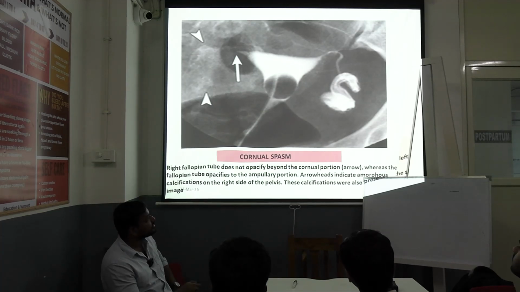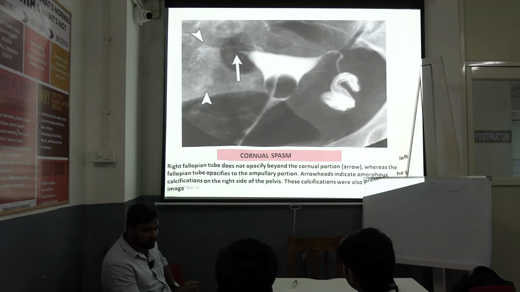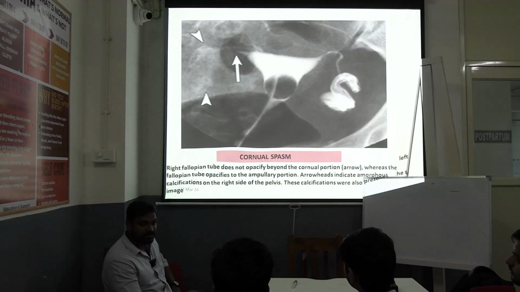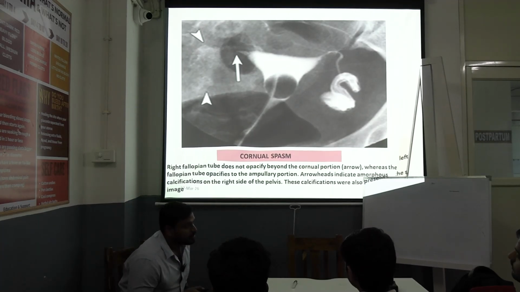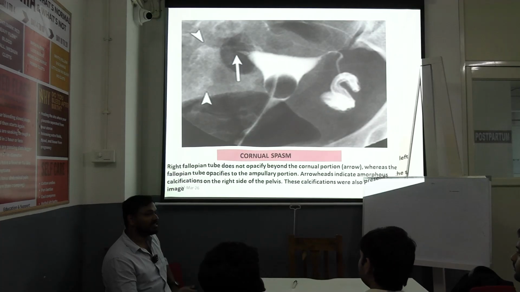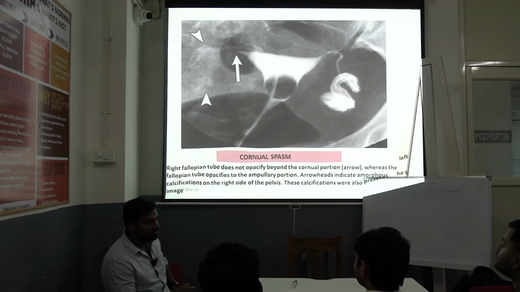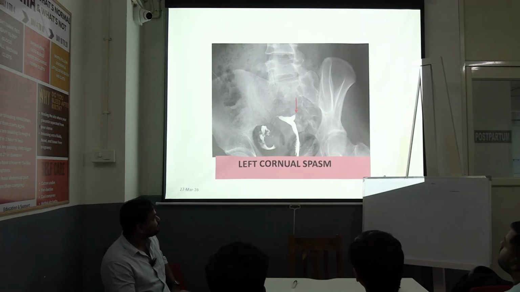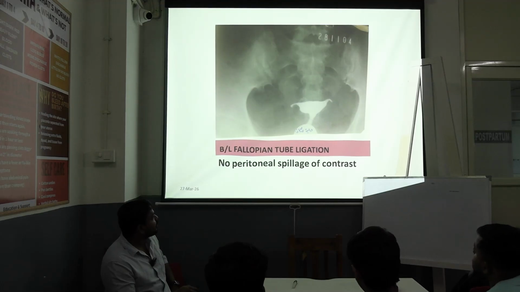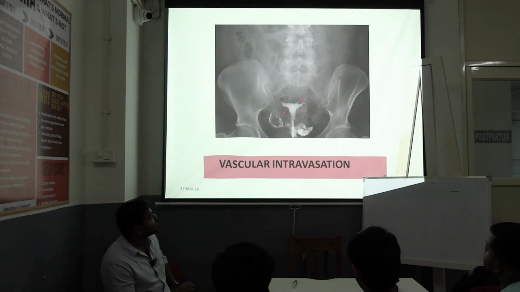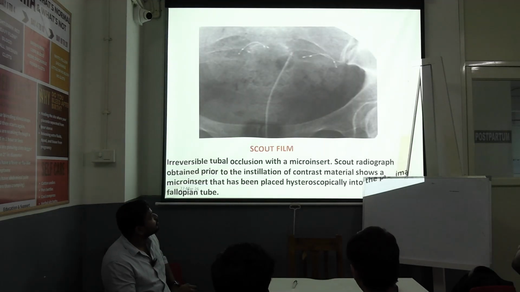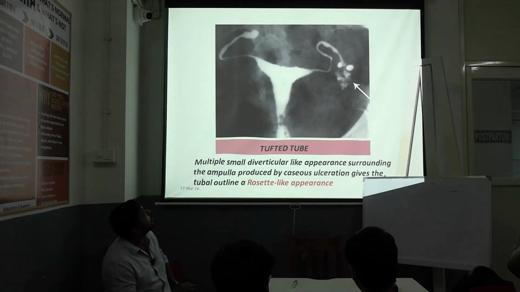Sometimes when we inject dye, there will be cornual spasm. The tube might be healthy, but because of the pain, there will be cornual spasm. We might think that it is a blockage, but because of cornual spasm also it can happen. Here tubal ligation has been done, and about TB I have to show you.